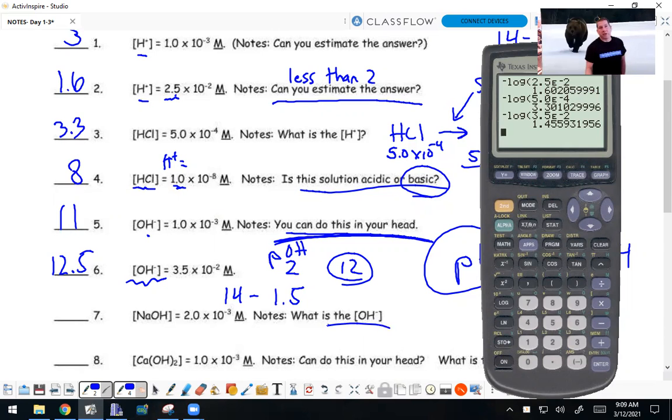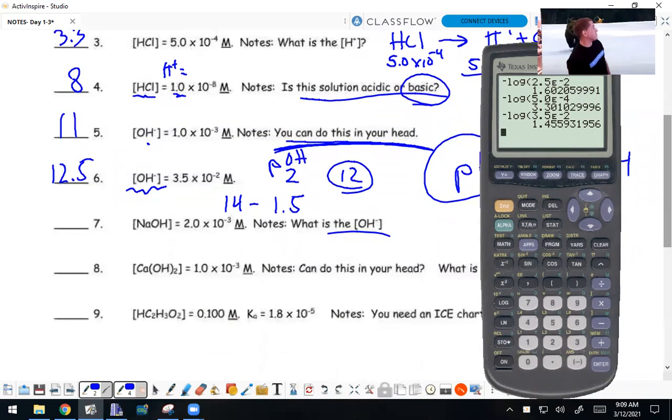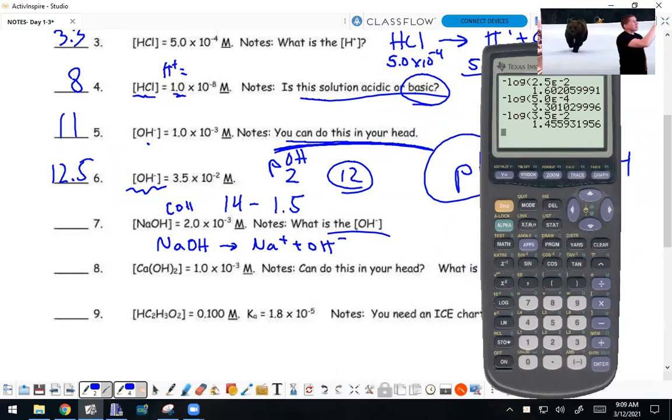Once again, we're not given the OH minus directly, but instead given the strong base NaOH. The strong base NaOH is going to give us 1 hydroxide. So if this is 2.0, so is the hydroxide, 1 to 1. So I can just take the negative log again. Now again, that's OH minus though, so don't confuse that.